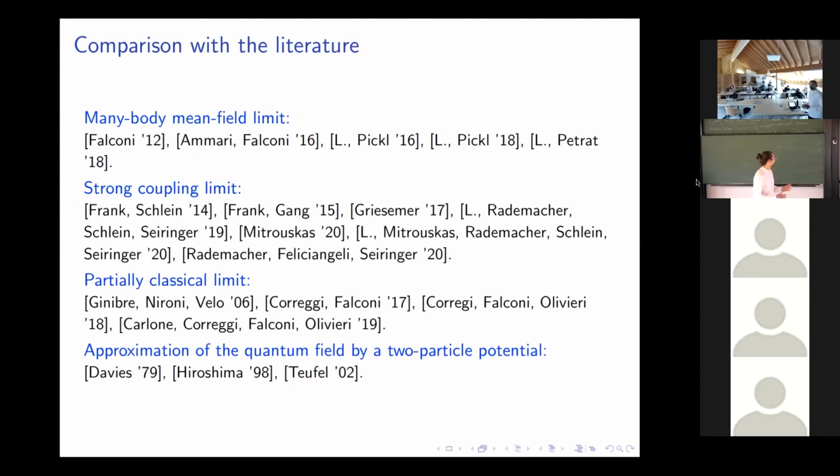One can also place this result in a larger context and ask, when do quantum fields behave like classical fields? This situation also appears in the strong coupling limit, about which Robert talked on Wednesday. However, it also appears if one has a fixed number of particles which couple to a quantum field with high occupation number. This is usually called a partially classical limit and has in the last years mostly been considered by Michele Correggi, Marco Falconi, and Marco Olivieri. Sometimes it's also possible to approximate a quantum field by a direct two-particle interaction.